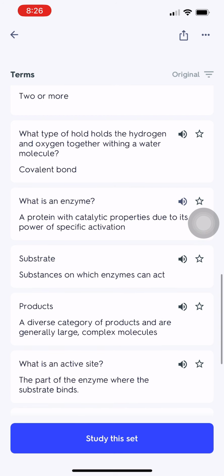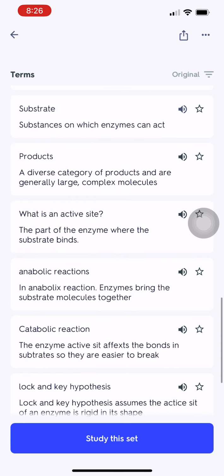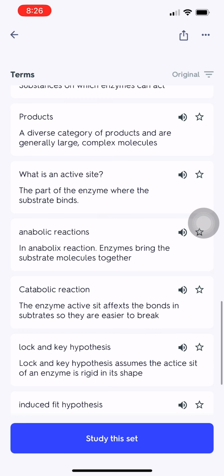What is an enzyme? A protein with catalytic properties due to its power of specific activation. Substrate, substances on which enzymes can act. Products, a diverse category of products that are generally large, complex molecules. What is an active site? The part of the enzyme where the substrate binds.